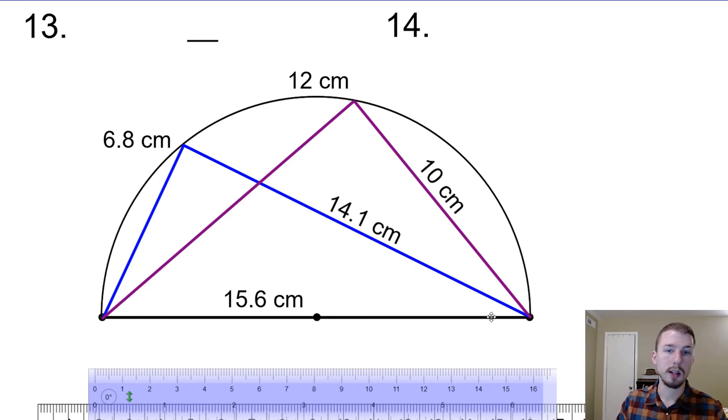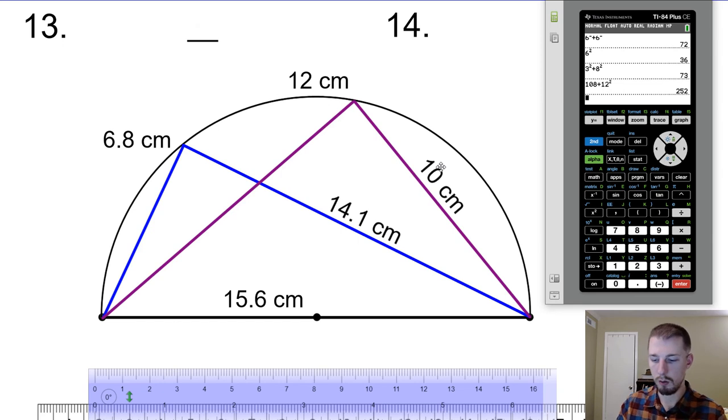You'll actually see this again with the equation of a circle, which we'll be doing in our next unit right after spring break. So that'll be kind of fun. We have lengths here of 6.8 and 14.1, and then another pair of 12 and 10. And then the diameter on the bottom should be about 15.6 centimeters. So we want to check to make sure that these are actually right triangles by using the converse of the Pythagorean theorem. So putting it in the calculator, what is 6.8 squared plus 14.1 squared?